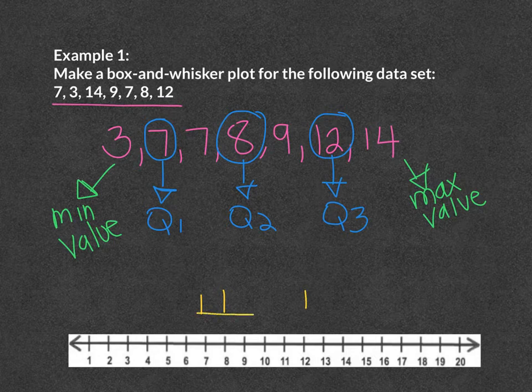Now I'm going to go ahead and draw a rectangle around it for my box. Now I'm going to include points at 3 for my minimum value and at 14 for my maximum value. Now I'm going to connect the points to the box. And this would be my box and whisker plot for the following data set.